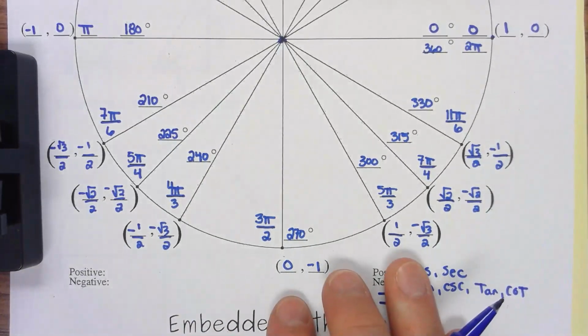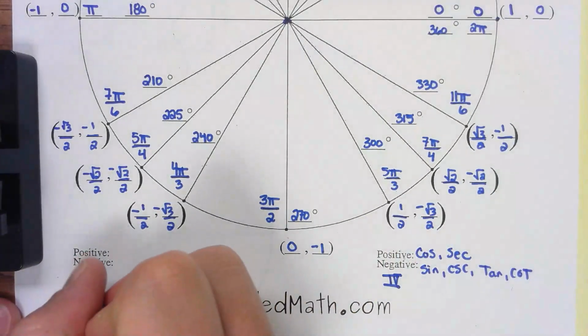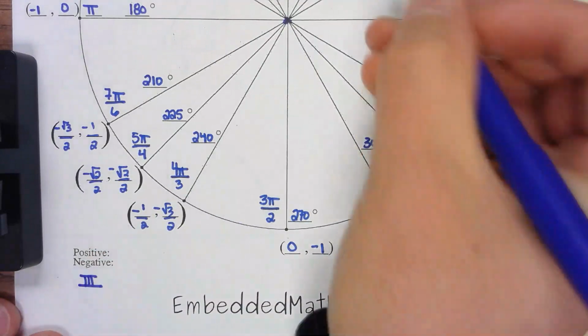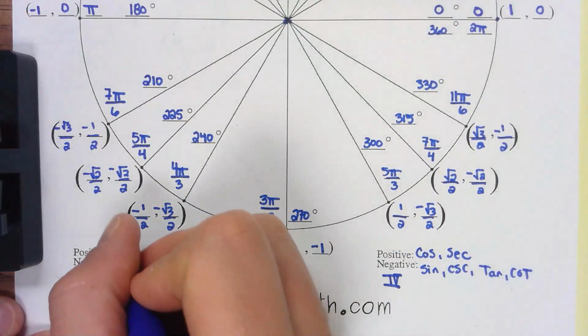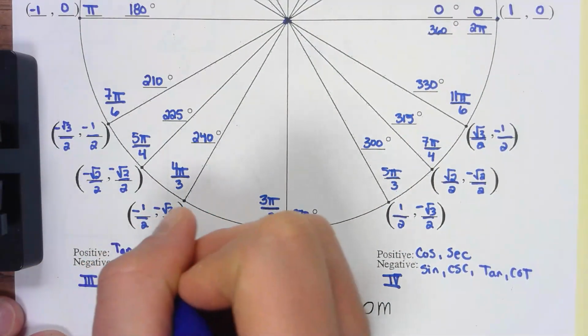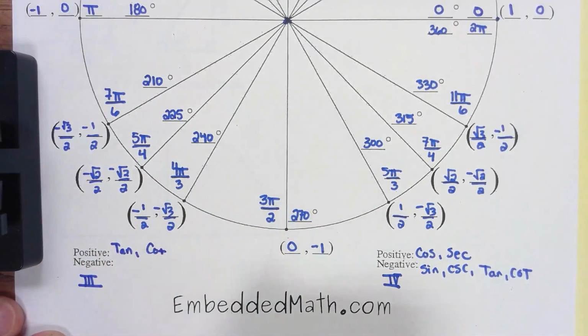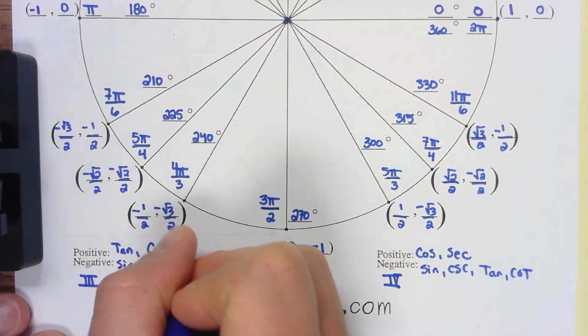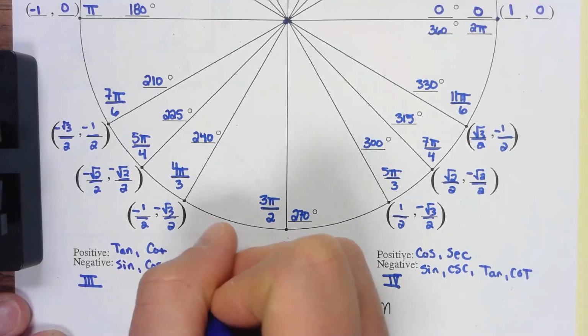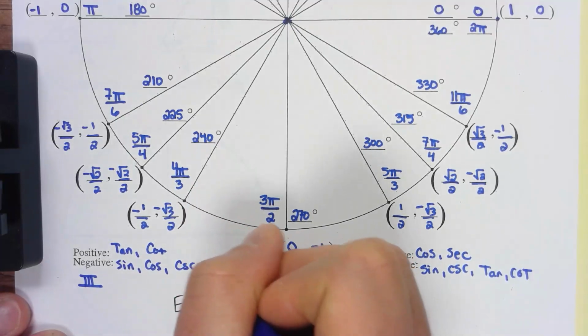Okay, while we're at it, let's use quadrant 3. So All Students Take. The Take is the tangent and cotangent, which are positive. And then all others are negative. So sine, cosine, and their reciprocals, cosecant and secant.